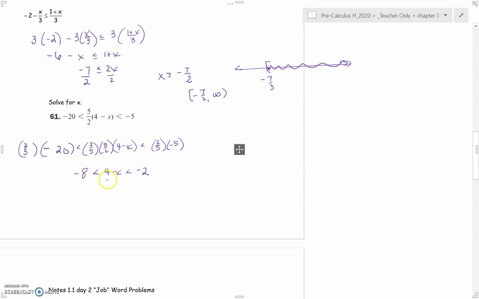Okay, so now we have to subtract 4. And lastly, we're going to divide by negative, and make sure when you do that you flip the arrow. So pause the video and write the answer in interval notation, please. Okay, so hopefully you end up with the interval from 6 to 12.